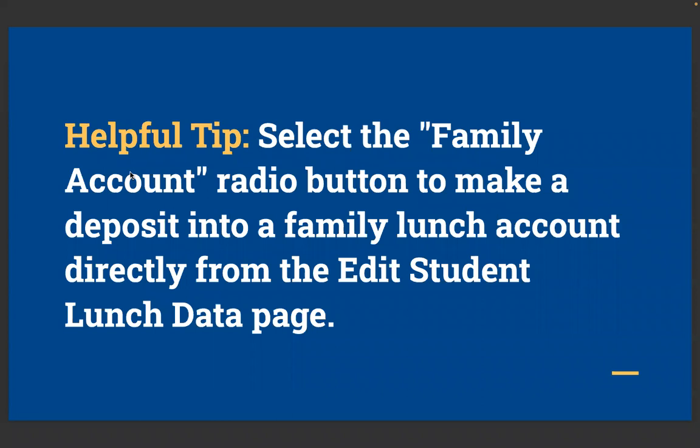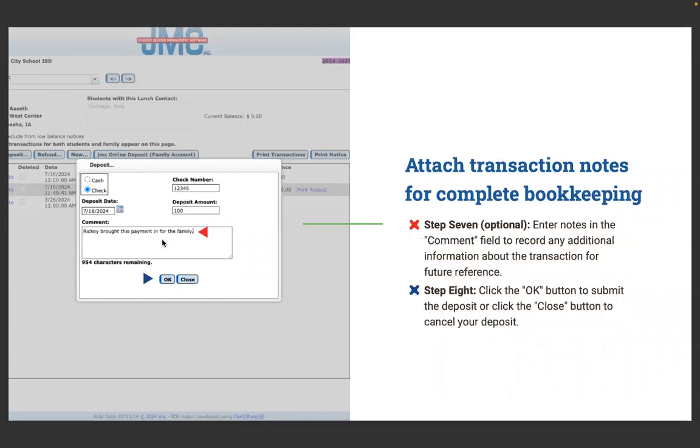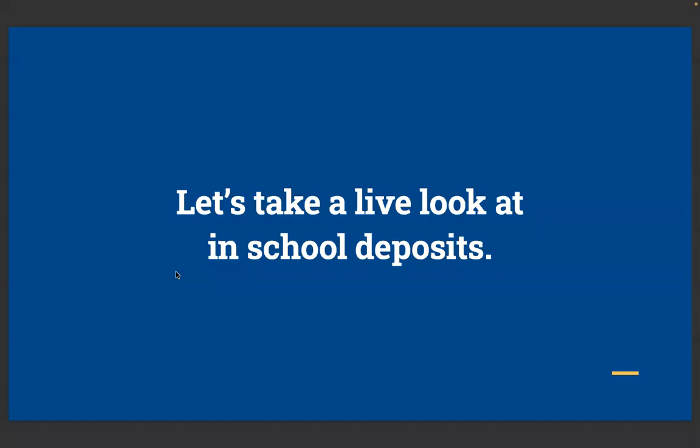Helpful tip, select the family account ready button to make a deposit into a family lunch account directly from the edit student lunch data page. Something that we need to look into. We talked about that earlier. Step 5, you enter that deposit date field or simply click the calendar icon. It's going to default to the current date, but if there's a deposit that's going to happen in the future or the past, you can change that date if you needed to. Enter a number without the $ in that deposit amount field right there. Enter any comments that you'd like associated with that deposit and click the OK button to finalize your deposit.